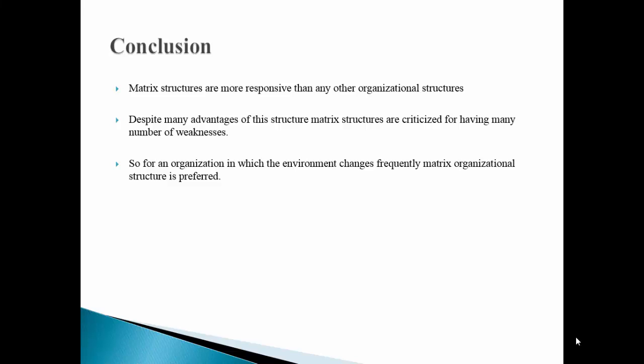The conclusion. Matrix structures are more responsive than any other organizational structure. Despite the many advantages of this structure, matrix structures are criticized for having a number of weaknesses. So for an organization in which the environment changes frequently, matrix organizational structure is preferred.